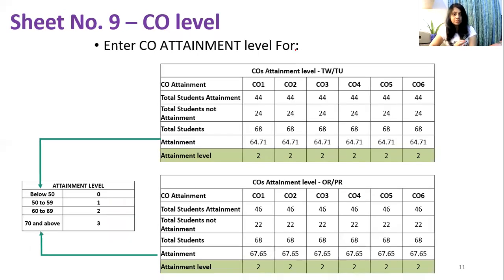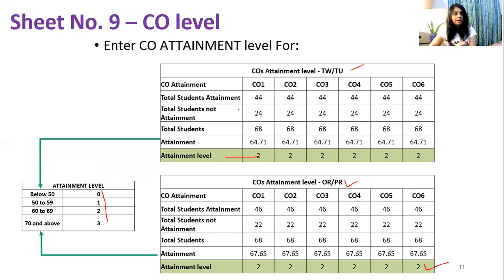Now next, third will be the CO attainment level for term work and tutorial. So again check the same table and write these values. And this is the last, that is in type 3, the CO attainment level overall practical. So you have to enter here.